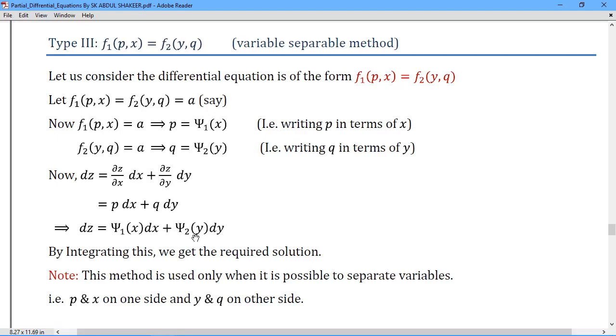So, the easiest method. This method is useful only when the variables are separable, and p and x are on one side and q and y are on the other side. Only when p and x are separated from q and y can we apply this method. In this method, the arbitrary constant is equated to this equation, so that we will have p in terms of x and q in terms of y. These are replaced in the total derivative, and then integrating, we will get the required complete solution for the given partial differential equation. This method is also known as the variable separable method because p and x are separated from q and y.